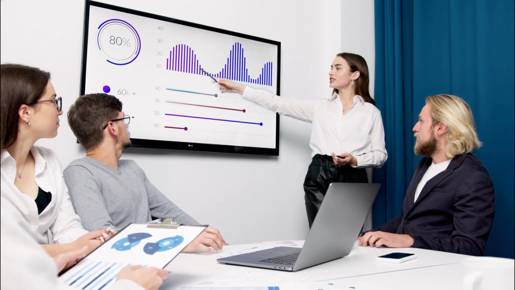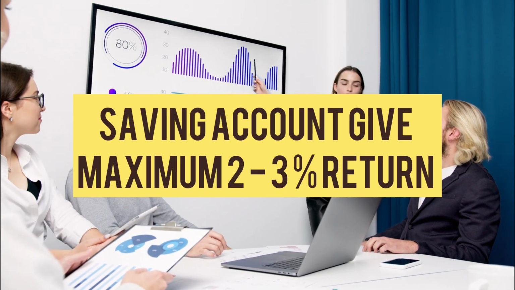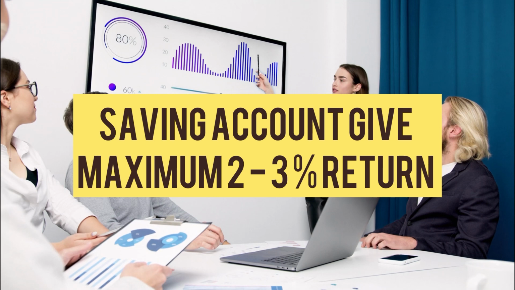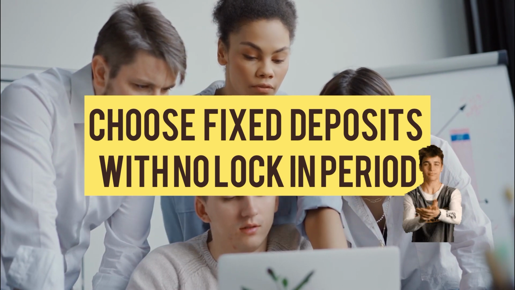This emergency fund is not to be touched, as no one can predict the worst that can happen. I am not telling you to keep this money in your savings account, which just gives around 2 or 3% return. Instead, you can keep them in an FD that has no lock-in period and you can take out the money at any point you want.